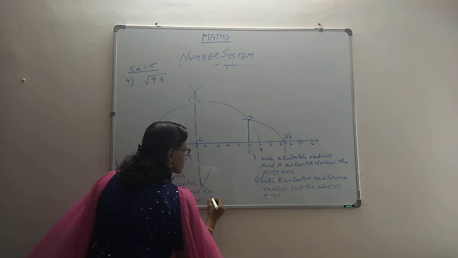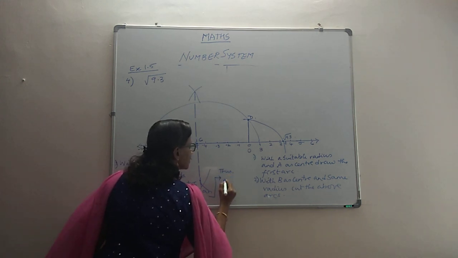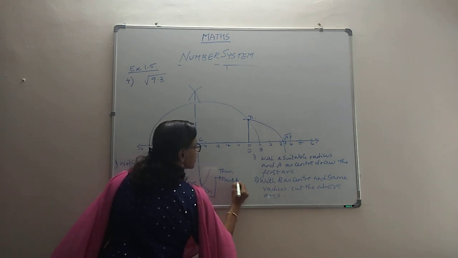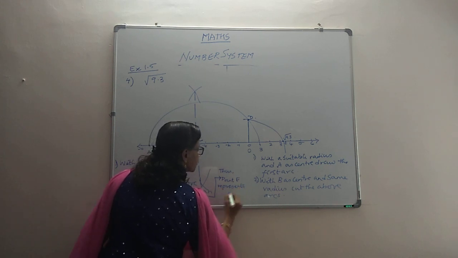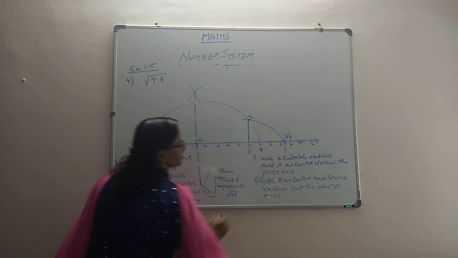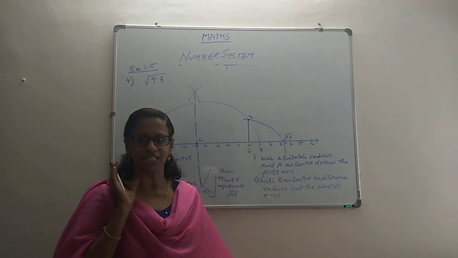So I will write the conclusion here. Thus, point E represents root of 9.3. This is how we go about doing the construction, and this is a genuine way of doing it.